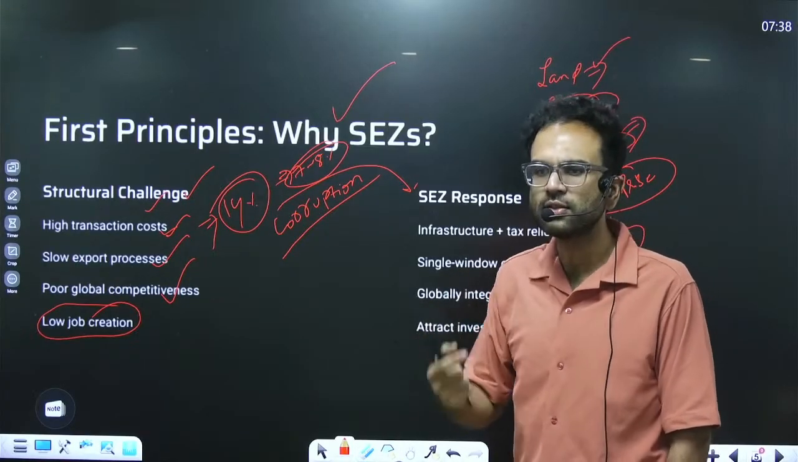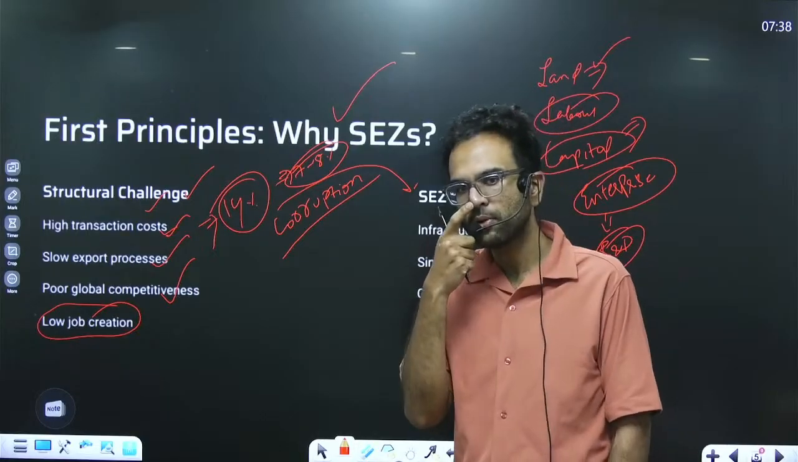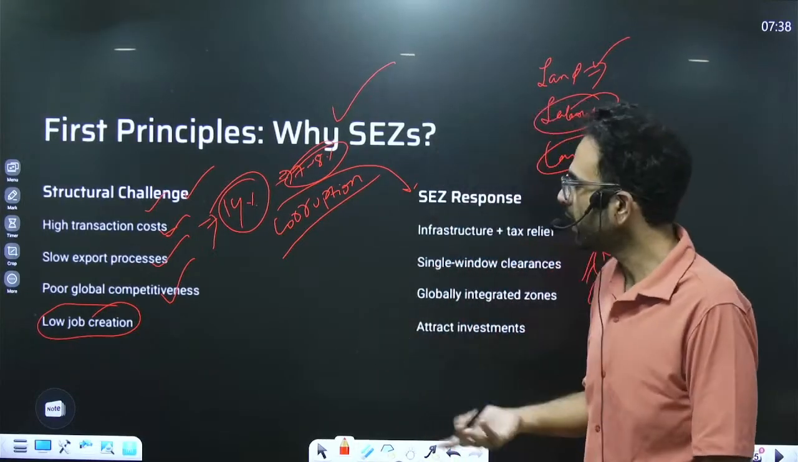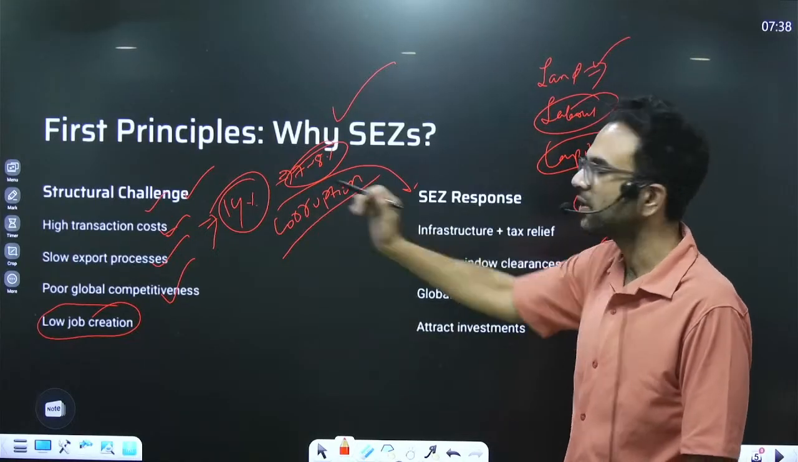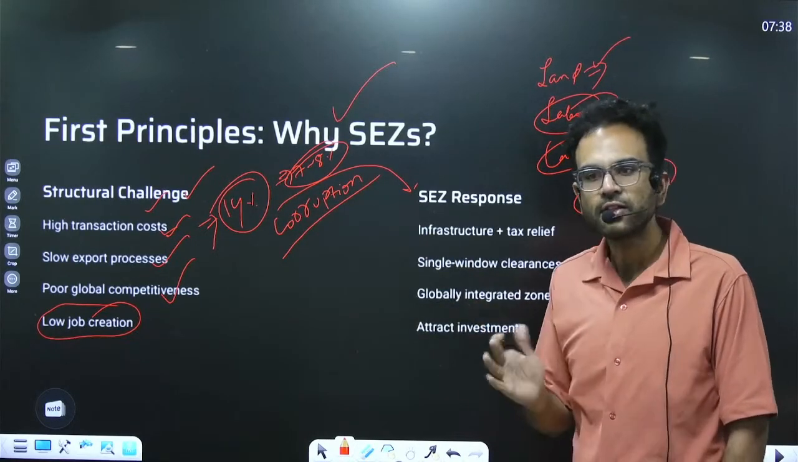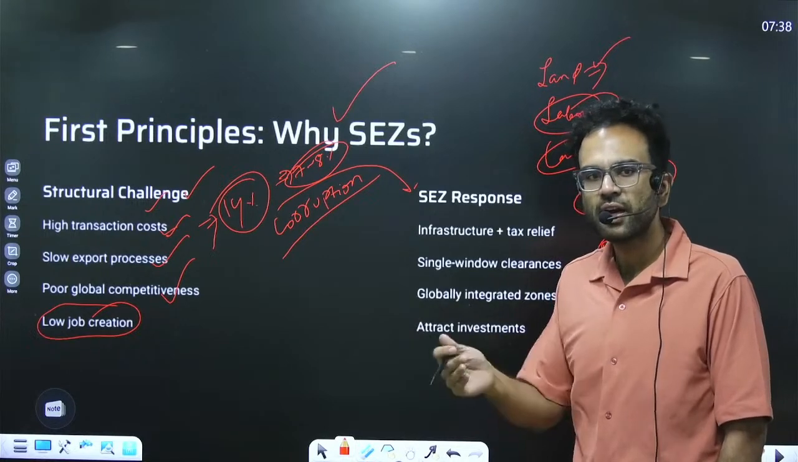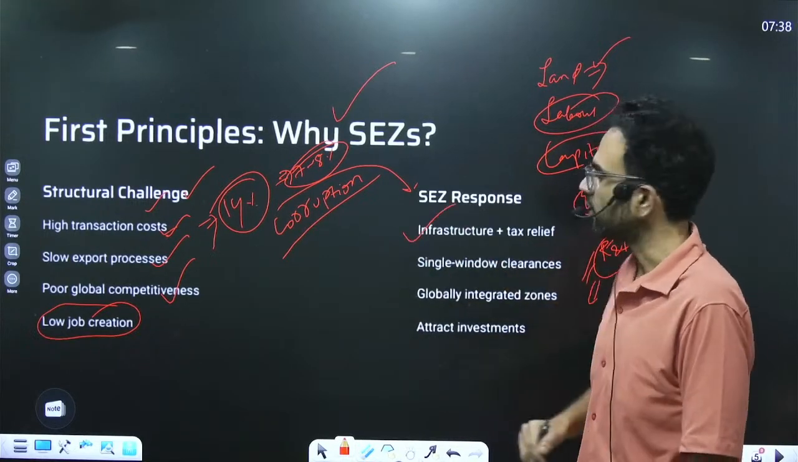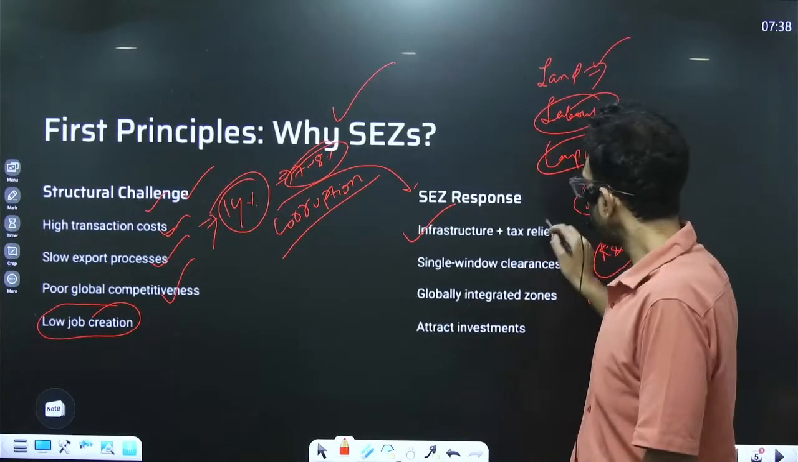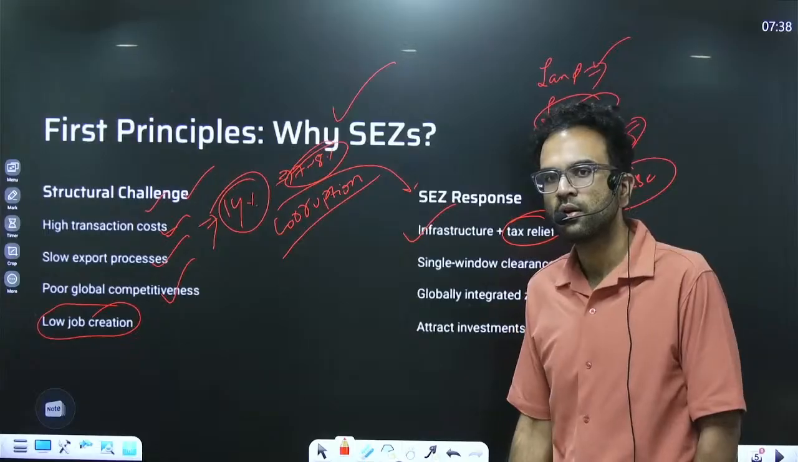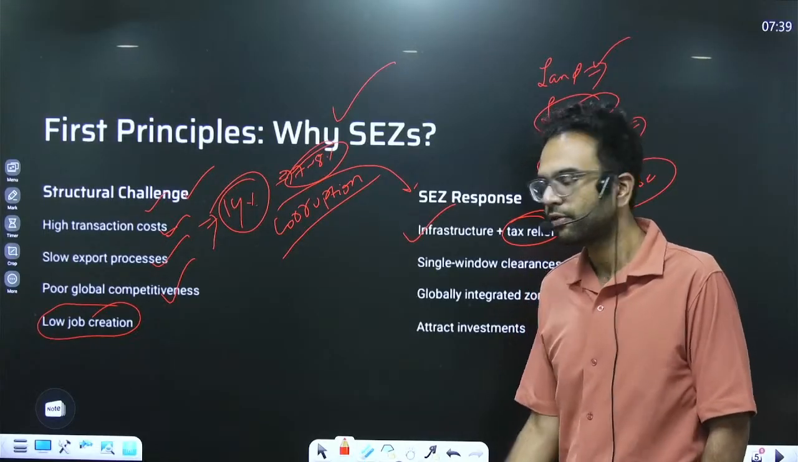We thought SEZ will solve all these problems, but it did not. Why? How will it solve? Because, take a look at it. For the high transaction costs, land is so expensive in this country. When you are giving it at a subsidized rate, you are reducing the cost. Infrastructure is given. On top of it, I'm also giving a tax relief. And yet, it did not take off.